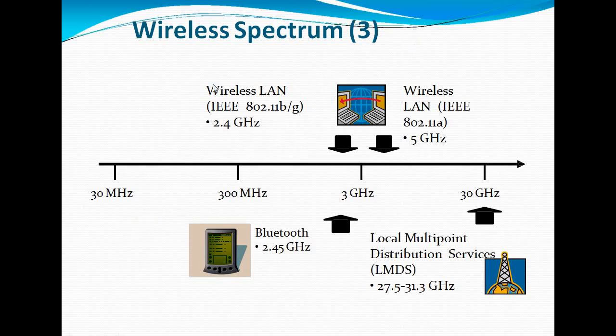And in 3, you can say wireless LAN, how wireless LAN is related to their IEEE standards of 5 gigahertz. They follow IEEE 802, which follows in the range of 2.4. Our Bluetooth range is 2.4. Local multipoint distribution service, that is LMDS, follows 27.5 to 31.3 gigahertz. These are the wireless spectrum ranges.